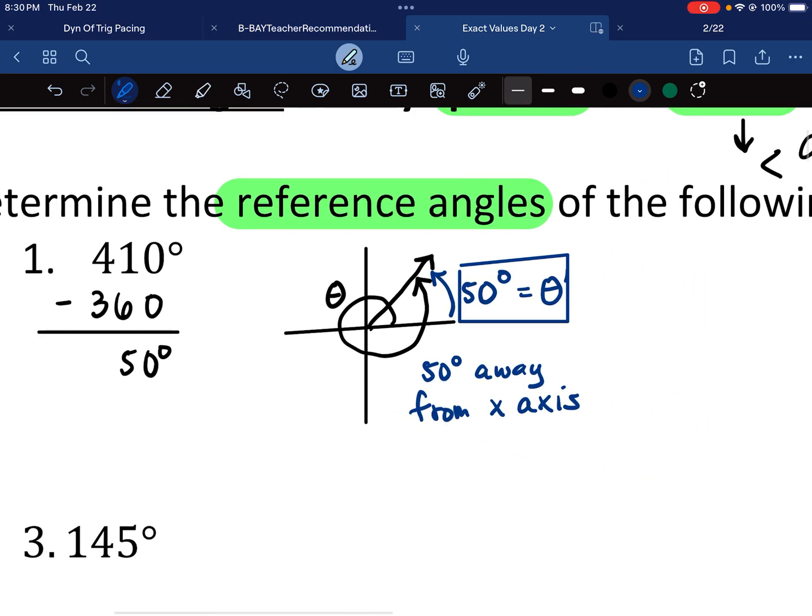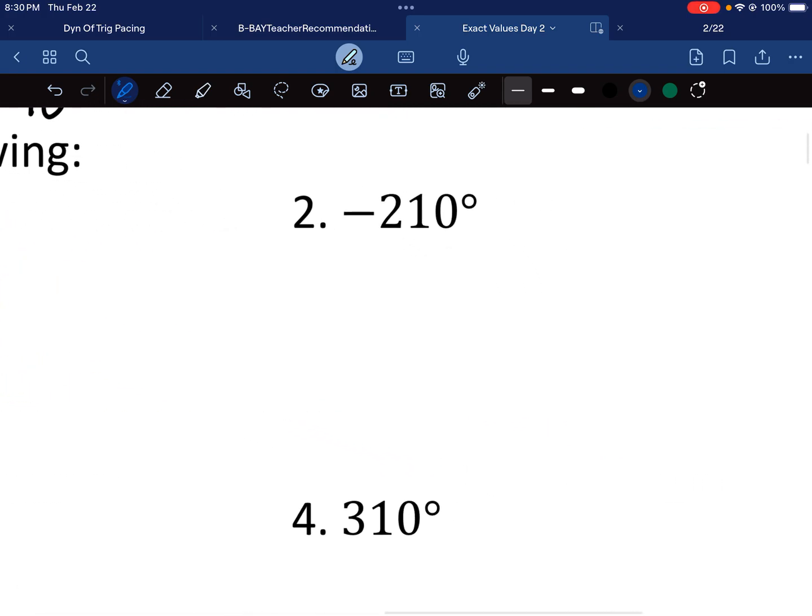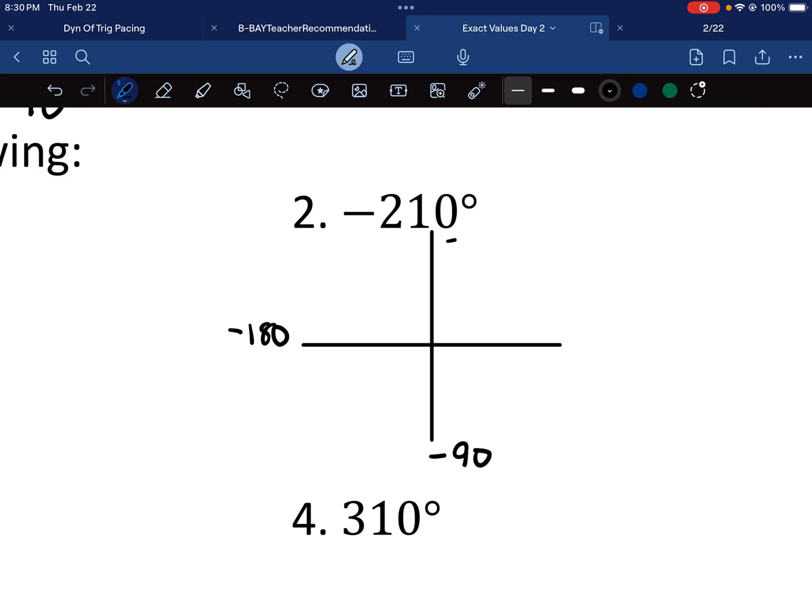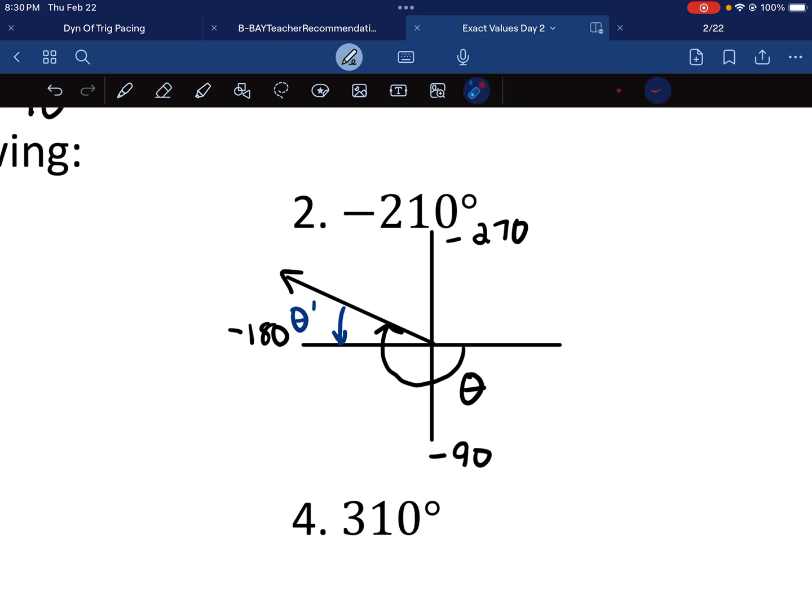Moving into number 2. You have negative 210 degrees. Once again, negative just means we're going in the opposite direction. Negative 210 would be here, and this would be our sketch of our angle. This is stuff that you guys did last week that was on your quiz. When it asks you for the reference angle, it wants this here. This is how far your angle is from your horizontal axis.